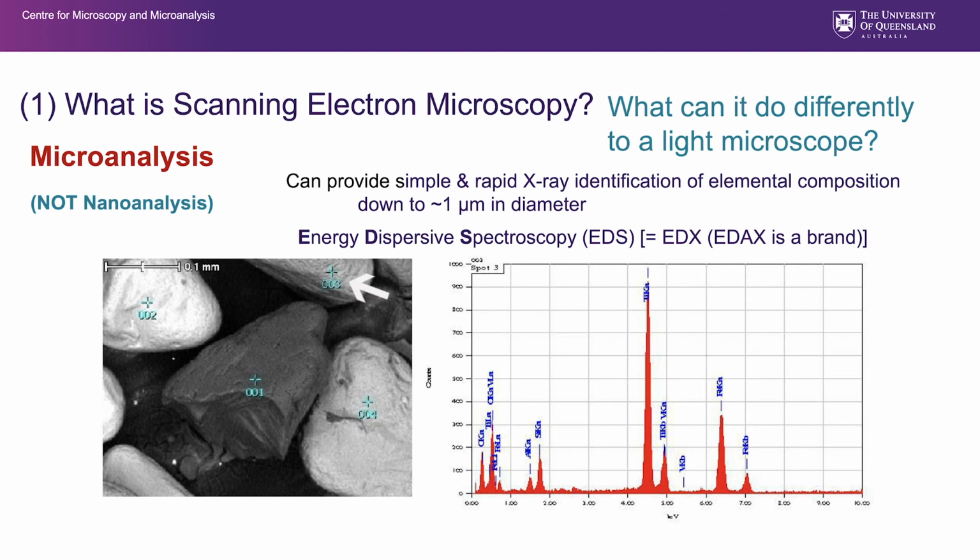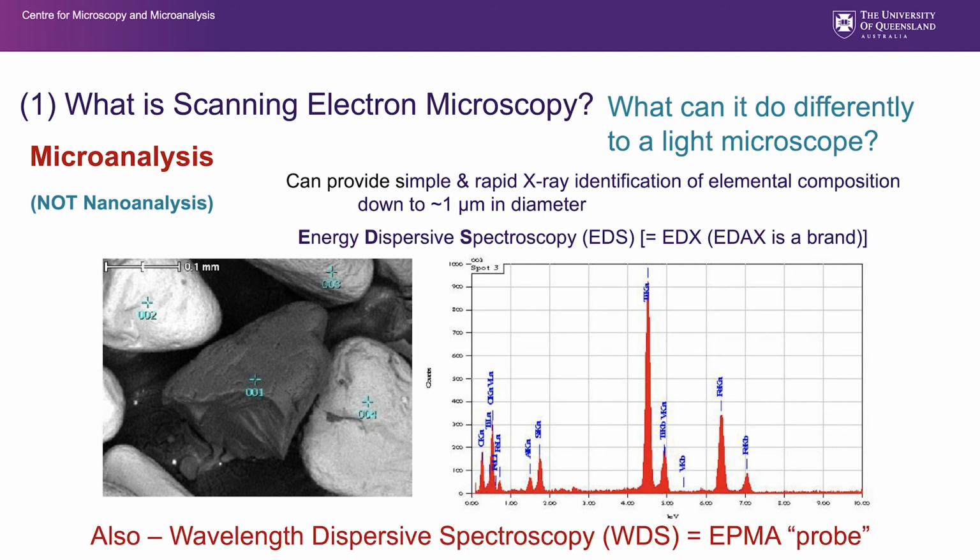And you can see we've produced a spectrum there with energy on the x-axis and counts per second on the y-axis. And basically what we're producing is counts of X-rays of particular energies, and to simplify it a great deal, we're effectively producing a fingerprint for a particular element. We can do a similar thing with wavelength dispersive spectroscopy, but here we're looking at energy dispersive spectroscopy.